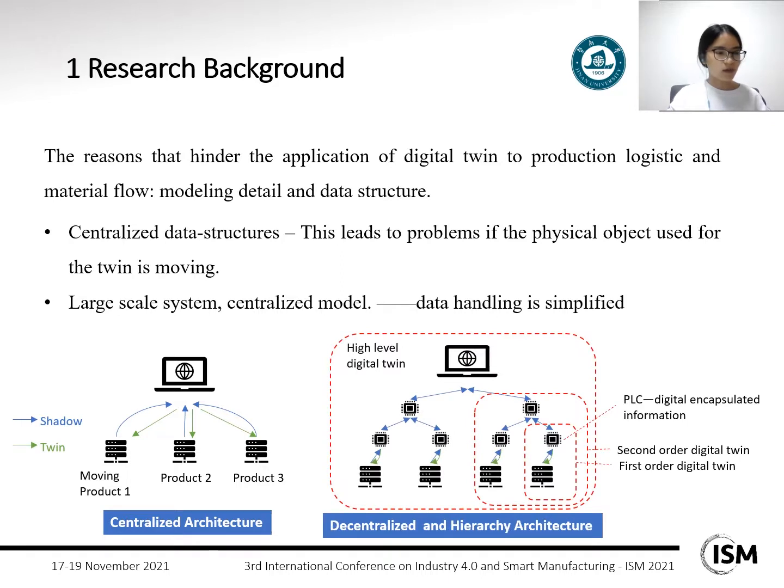So here we proposed a new architecture to build digital twins in area of production logistics. See the figure in the right side. For moving products, we think it is more meaningful if information is stored on the object in the form of digital encapsulated information. This then allows for the creation of a hierarchy of twins, where products and resource twins create higher-level system twins based on a decentralized data structure.